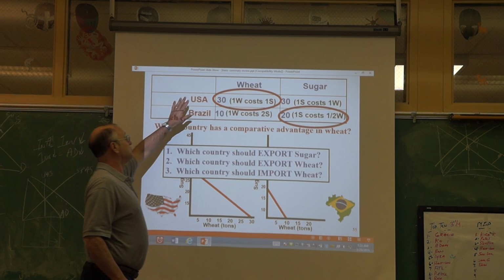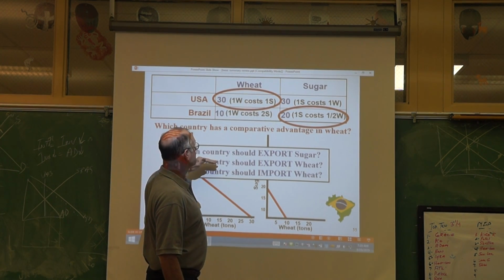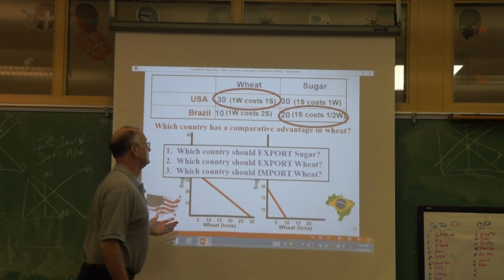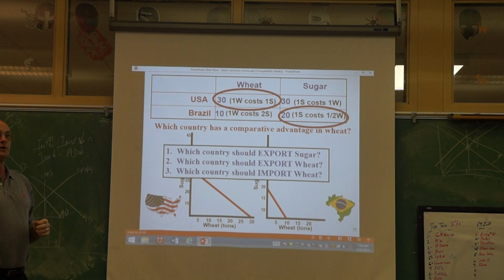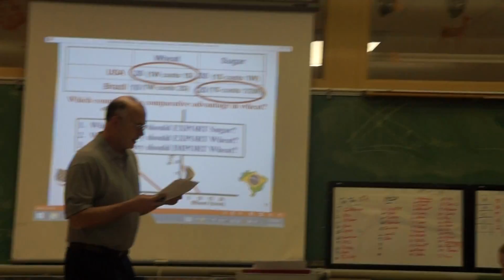So the United States would specialize in wheat, so they would export wheat. Brazil would export sugar. Okay? And that's how it goes. Anyone have any questions? Yeah. What is the cater? Oh, did I not go back?